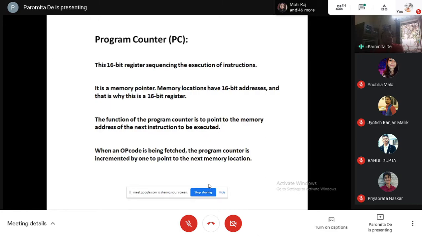Then there is the program counter. This is a 16-bit register sequencing the execution of the instruction. There is a sequence of instructions that needs to be carried out, so the program counter is responsible for that. It is a memory pointer. It points to the memory location. That is why it is a 16-bit register. The memory locations have 16-bit addresses, and that is why it is a 16-bit register. The function of the program counter is to point to the memory address of the next instruction to be executed.